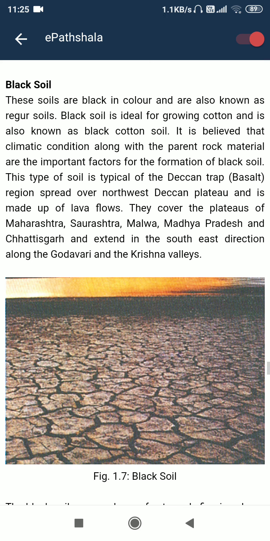Black soil. These soils are black in color and are also known as regur soil. Black soil is ideal for growing cotton and is also known as black cotton soil. It is believed that climatic conditions along with the parent rock material are the important factors for formation of black soil. This type of soil is typical of the Deccan Plateau region, spread over the northwest Deccan Plateau and made up of lava flows. They cover the plateaus of Maharashtra, Saurashtra, Malwa, Madhya Pradesh and Chhattisgarh and extend in a southeast direction along the Godavari and the Krishna valley.